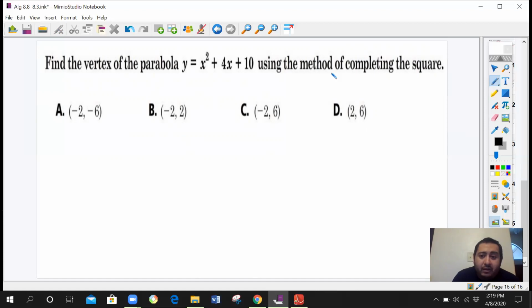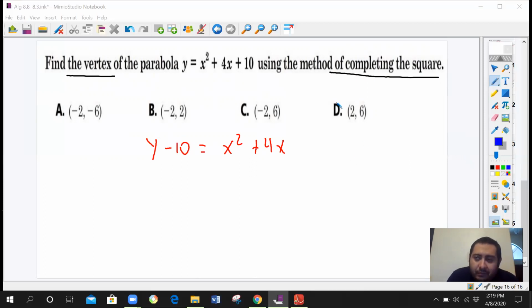So again, by completing the square, we need to find our vertex. Move the 10 to the other side by subtracting 10 on both sides. So you have y minus 10 equals x squared plus 4x. Leave a space. I'm skipping around because by now, more or less, you should know what's going on. To find our missing number, 4 divided by 2 is 2, and then squared is 4. So you're going to add 4 and add 4 on both sides.